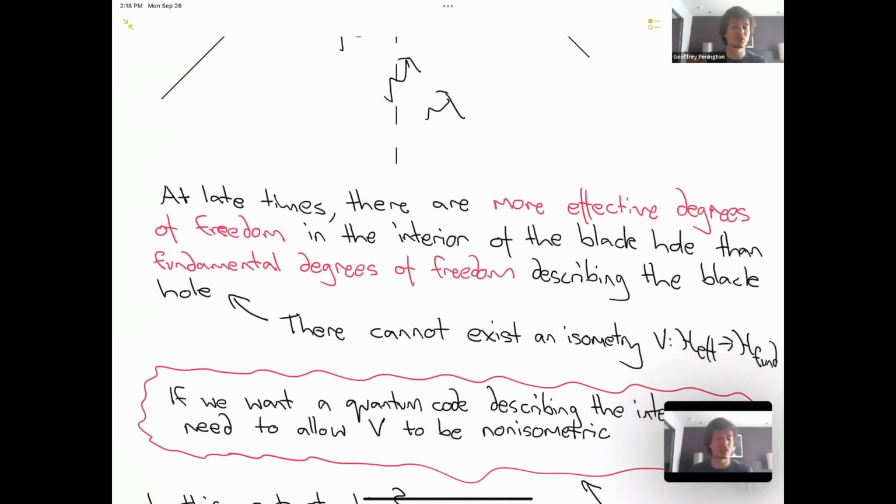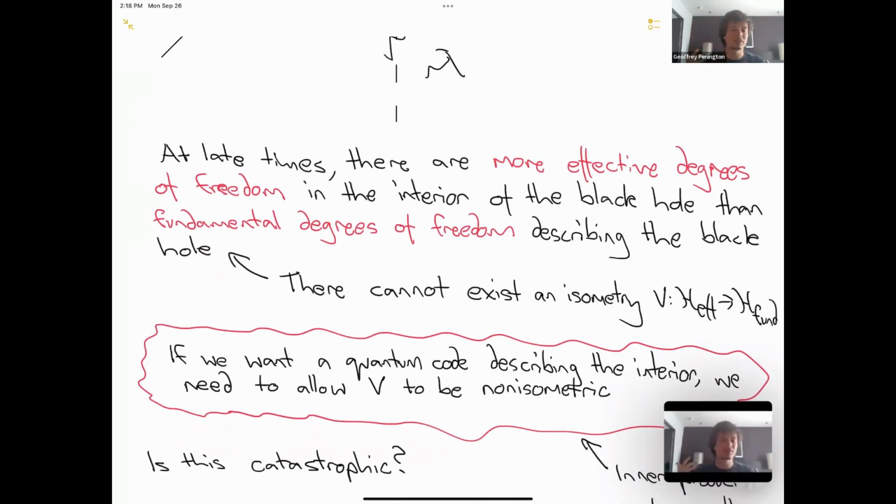Because you can never have an isometry from a larger Hilbert space to a smaller Hilbert space. There's just not space to fit a complete basis of orthogonal states into the smaller Hilbert space. So essentially, if we still want to have a quantum code, a linear map from effective field theory states describing the interior into fundamental states, whether those be boundary states in AdS/CFT or whatever they're meant to be in flat space, the fundamental microscopic states of the black hole, then we simply have to allow V to be non-isometric. There's no other way around it. You just can't have an isometry from a larger Hilbert space to a smaller one.